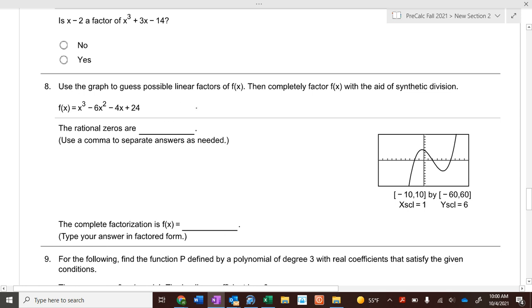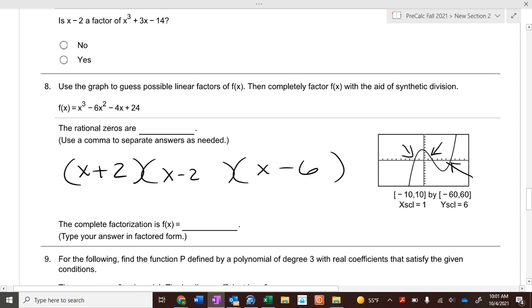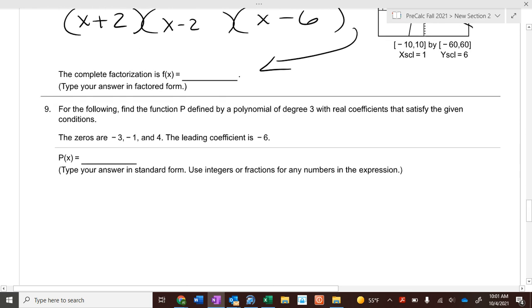use the graph to figure out possible linear factors. What are our factors that you see? X plus 2, x minus 2, x minus 6. Okay, so the rational zeros are negative 2, 2, and 6. The complete factorization is this. Okay, that's not too hard, is it?